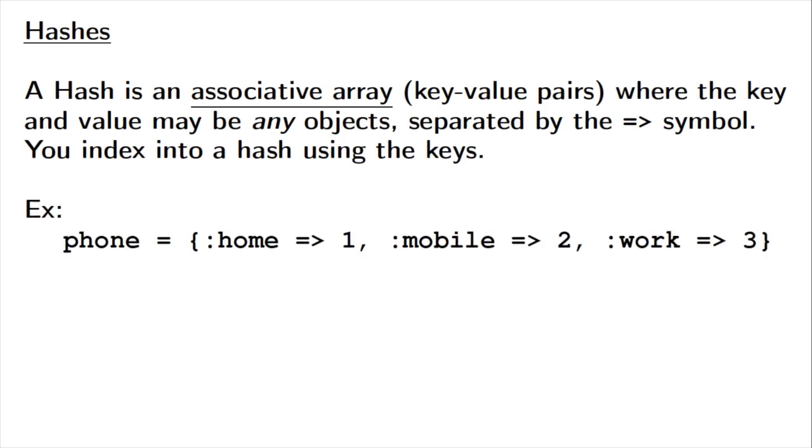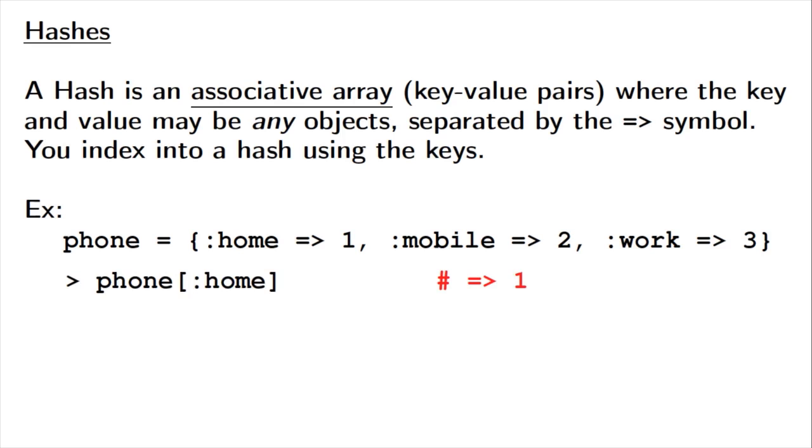Here I'm creating a hash called phone, and you use curly braces to create the hash. For the key I'm using symbols, and for the values I'm using integers. In Ruby it's very common to use symbols to represent the keys, as I've done here. Let's take a look at how we can work with this hash.